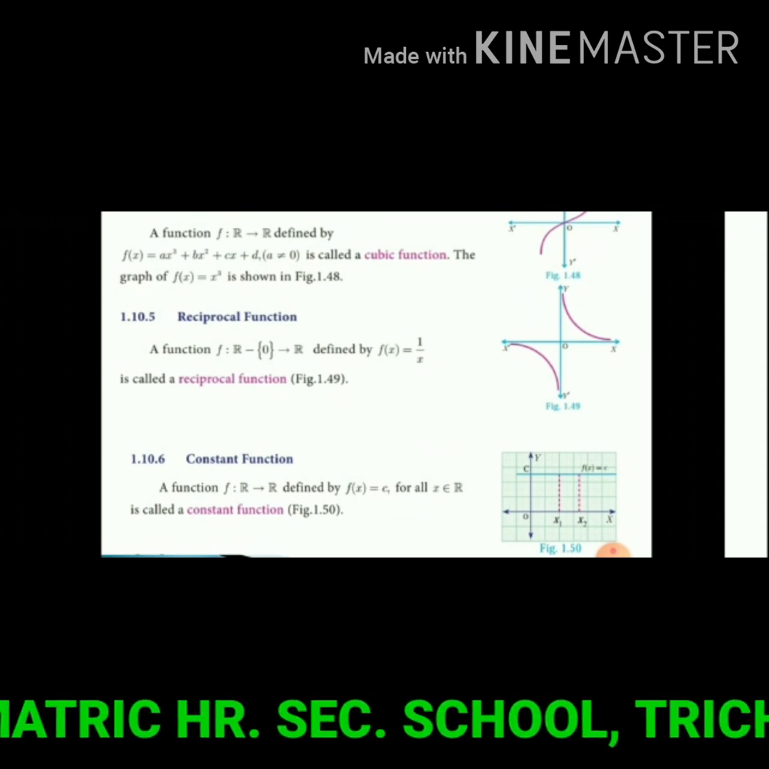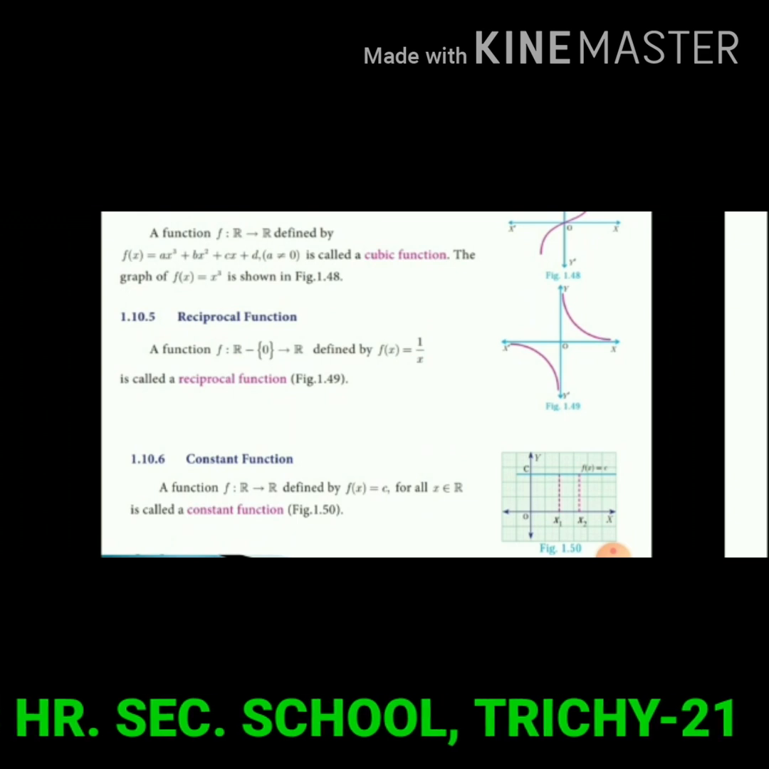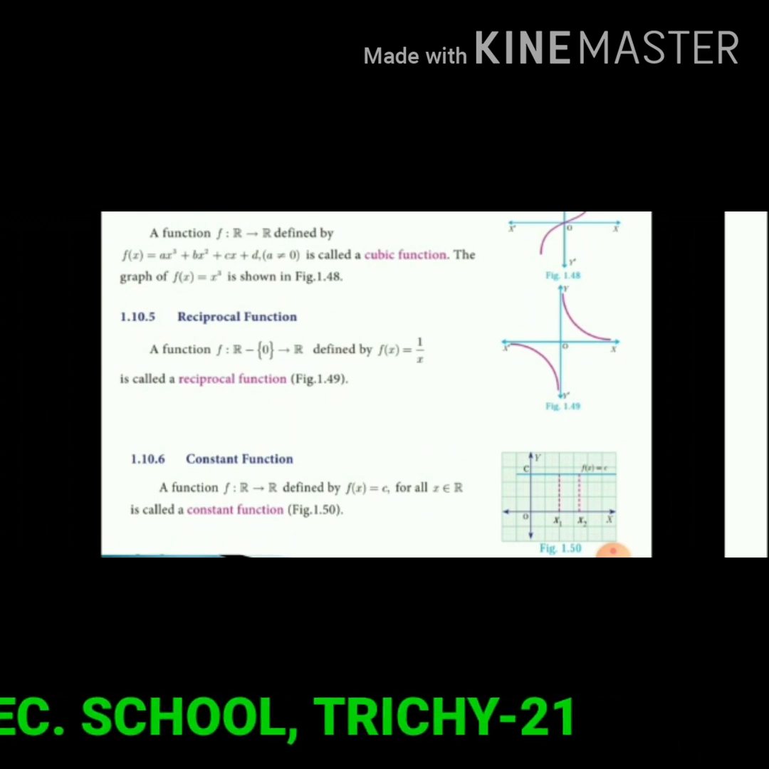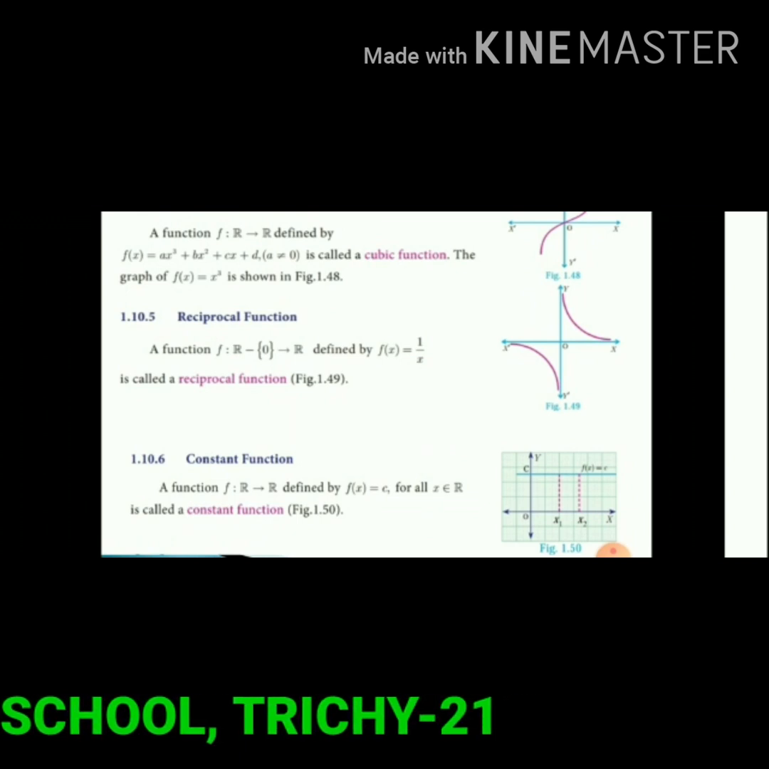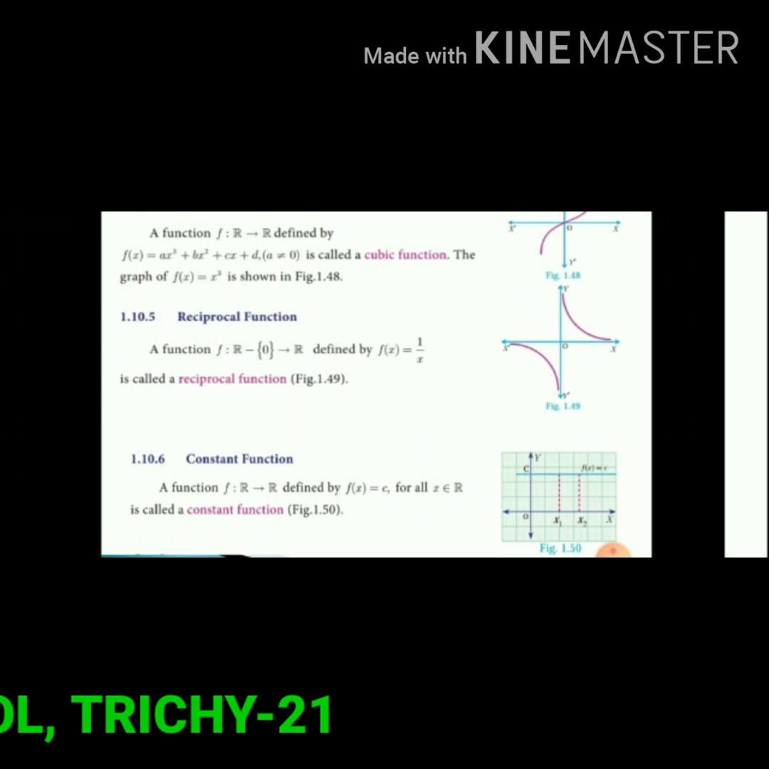Also, the cubic function form is f of x is equal to ax cube plus bx square plus cx plus d. Then the reciprocal function is f of x is equal to 1 by x. Then the constant function form is f of x is equal to c. So these are some graph forms of linear, quadratic, cubic and reciprocal functions.